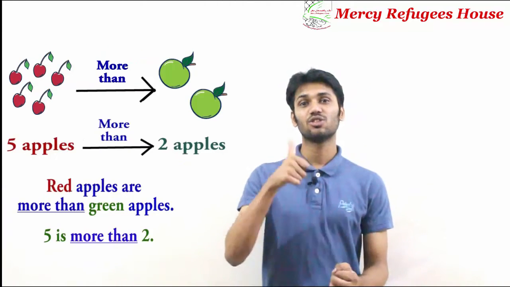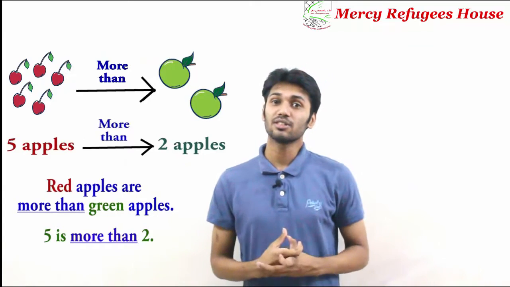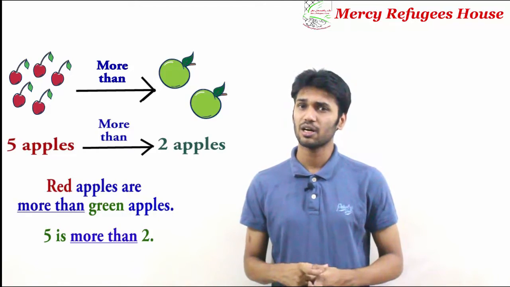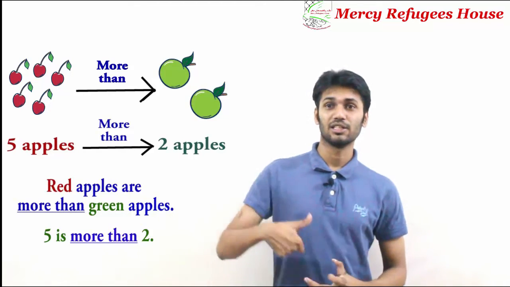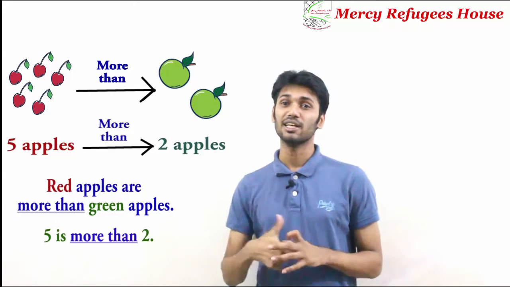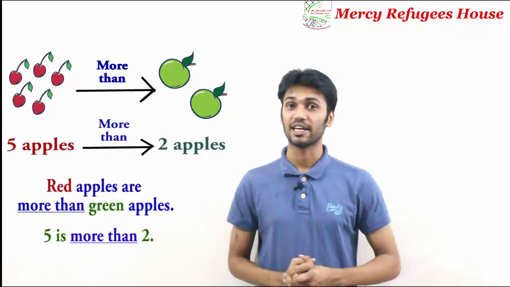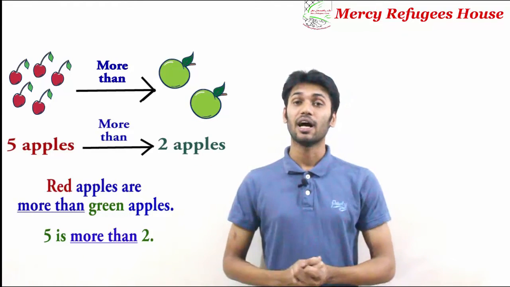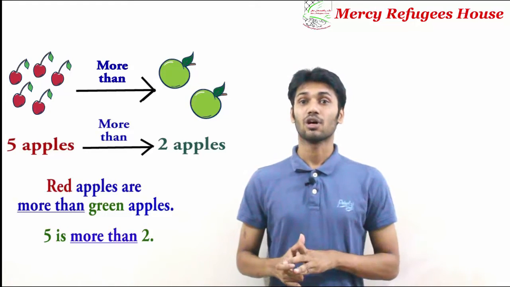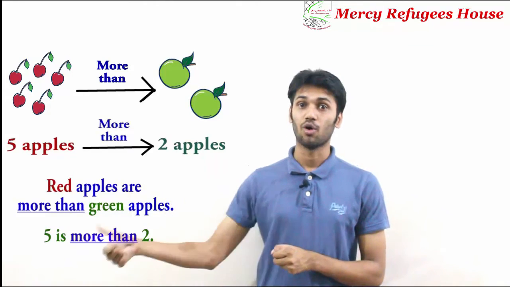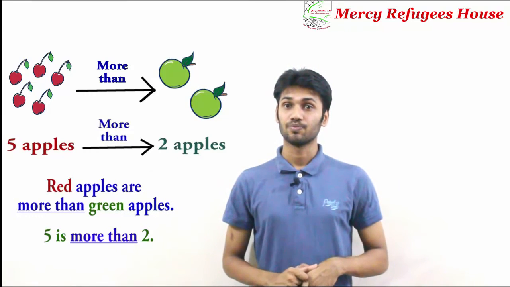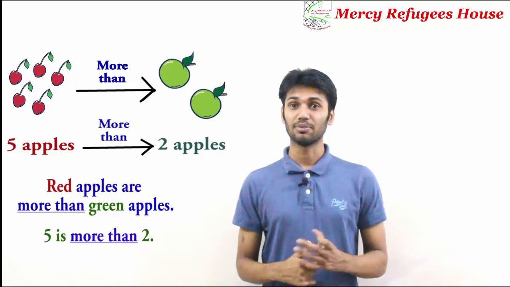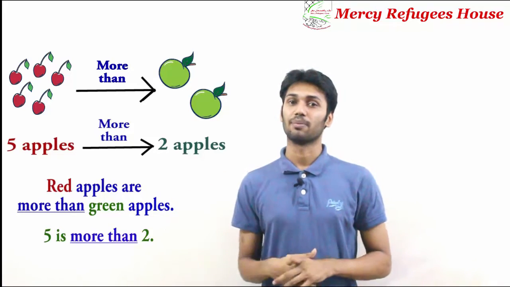Now look at this picture. In the first picture, you can see there are 5 apples. How many apples are there? There are 5 apples. In the other picture, look at these green apples. How many apples can you see? There are 2 apples. Now you could show it to the student and ask them which apples are more here. Are the green ones or the red ones? The red ones are more than the green ones. That means red apples are more than green apples.